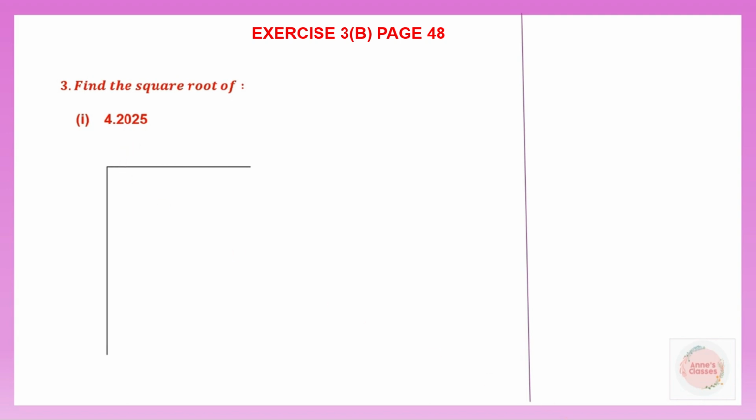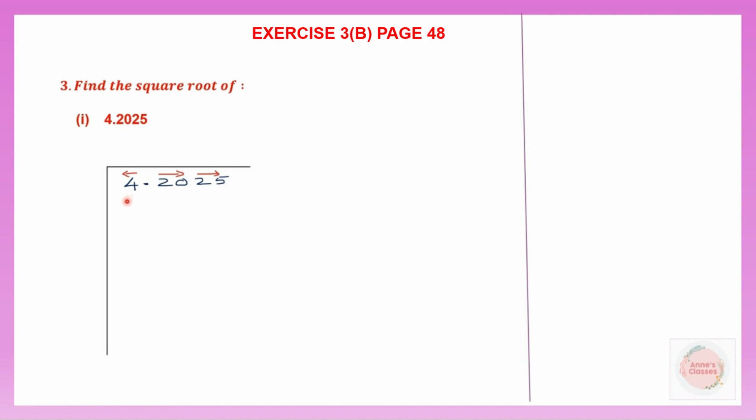So write this, draw your lines and then write 4.2025. Now remember, the next step is to pair it up. So this is the integral part and this is the decimal part. The decimal part pairing goes from left to right, whereas here it is the other way. So now let's begin with 4.